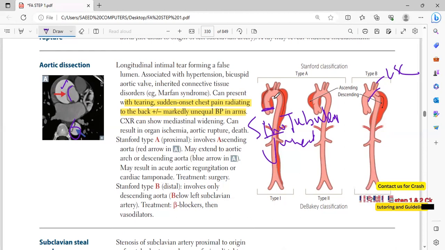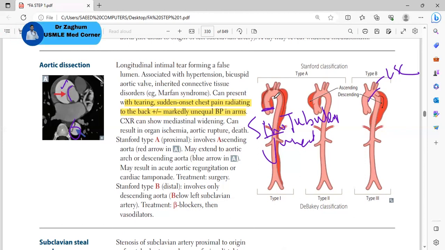Remember, give an IV beta blocker like IV esmolol, IV labetalol, IV propranolol, and then you can give a vasodilator like IV nitroprusside or IV nicardipine. Important is nitroprusside. So first give beta blocker, then give vasodilator. Remember always.